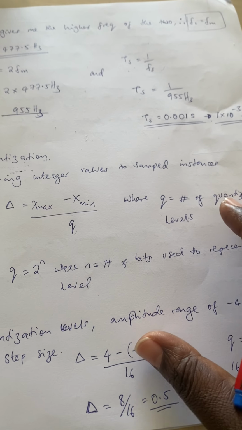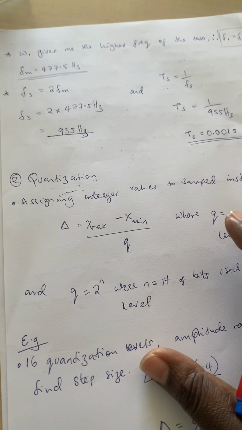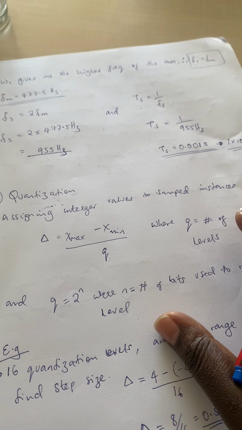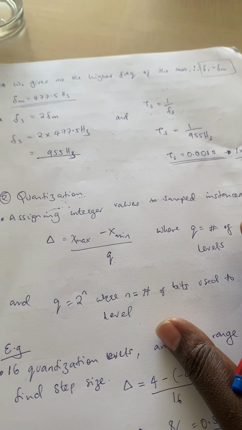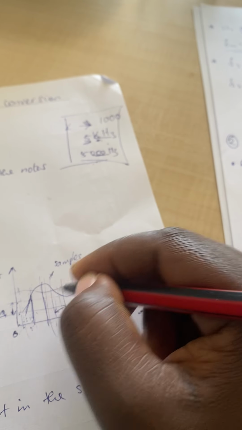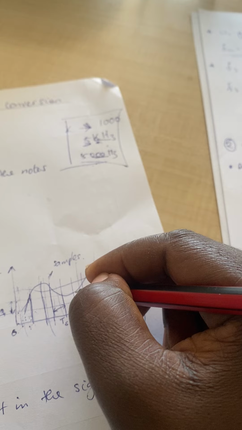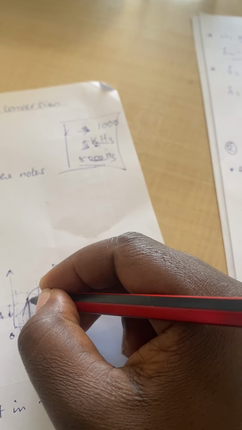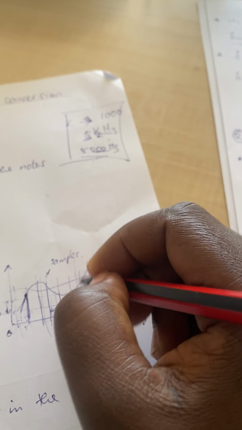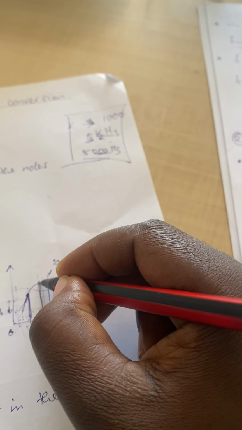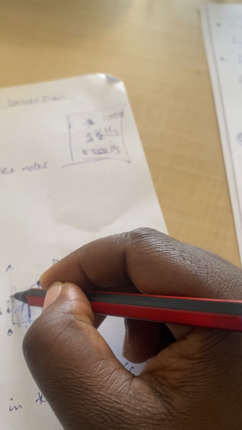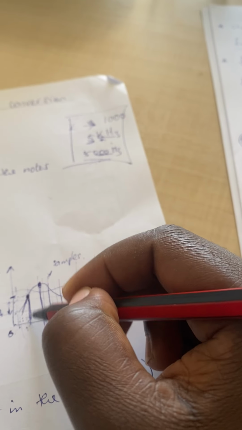Okay, let me get my phone to focus. So I'm talking about quantization, and quantization is simply assigning integer values to the sampled instances. So we have these sampled instances. I said when sampling, we are dividing this signal. So this is the sample, this one is the sample, and it ends up to here where it meets the signal. This is another sample, it ends up to here. Now when you are quantizing, you are trying to find the amplitude of that sample.